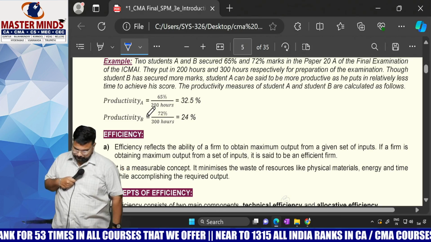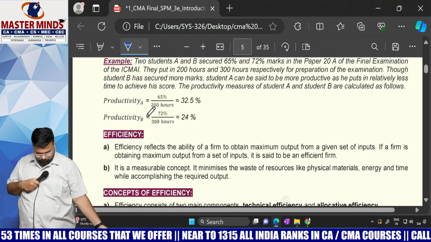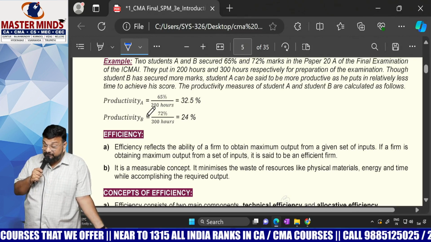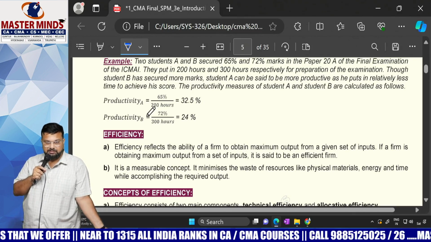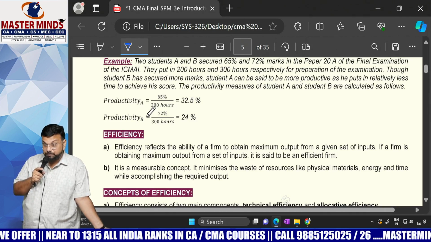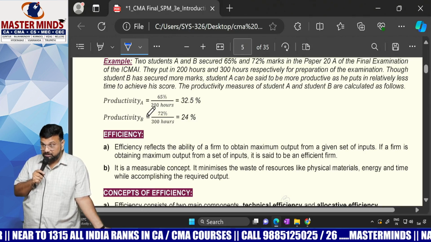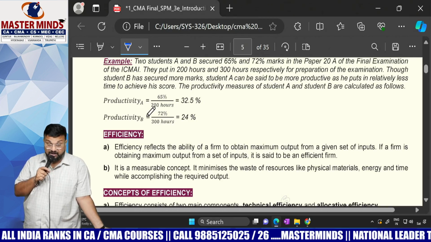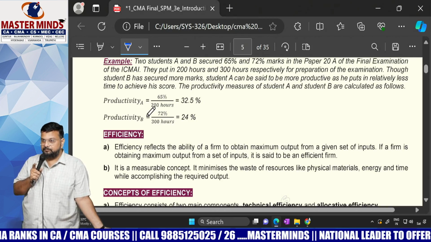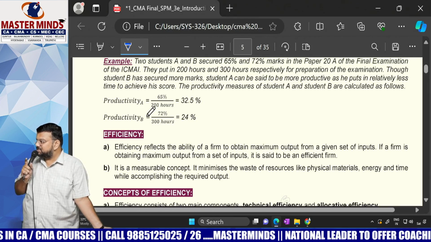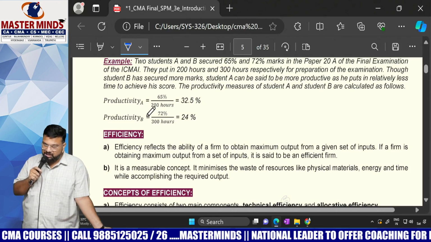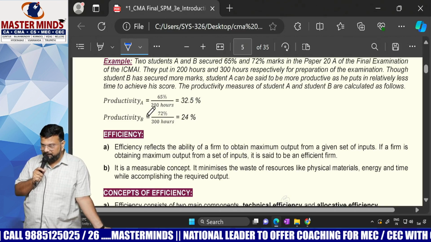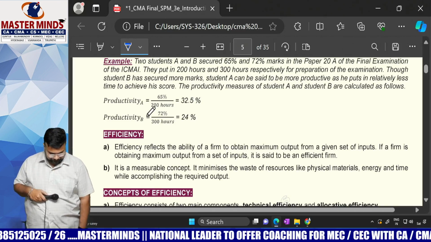Next. If a firm is obtaining maximum output from a set of inputs, it is said to be an effective firm. Don't take every sentence lightly. These sentences may be important, and there is a possibility that you may get the same thing in the examination. The basic problem with higher level students is that they forget the basics. This entire subject is all about basics, and they are testing regularly on basics. So please keep that in mind. Am I clear?